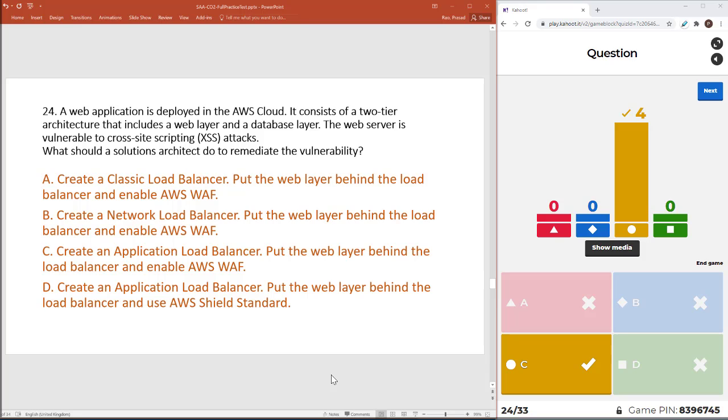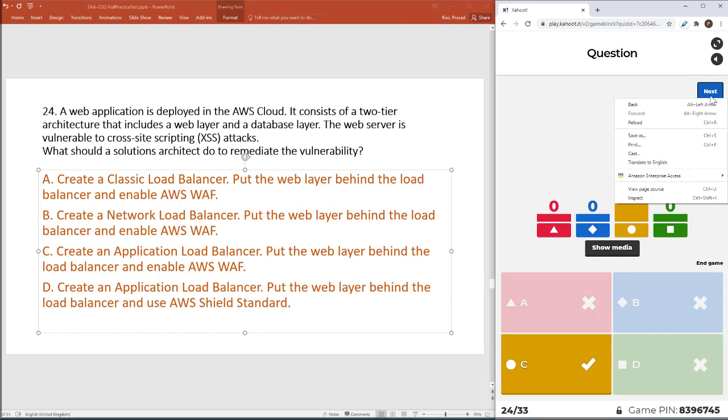Yep, everyone got it right. So WAF is the right answer, and it has to be with Application Load Balancer instead of Classic or Network Load Balancer. Shield is mainly used for DDoS attacks. I'm glad all of you got it right. Next question.